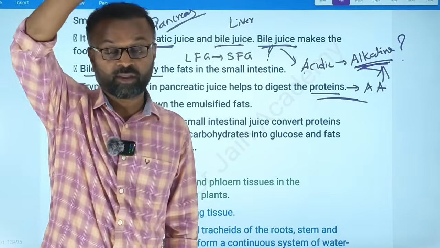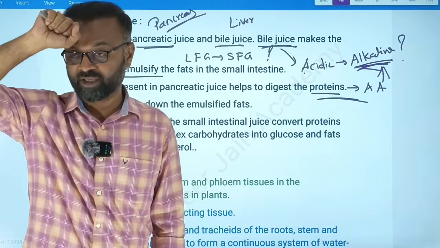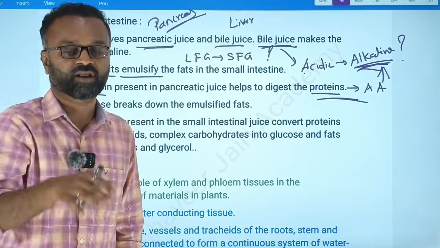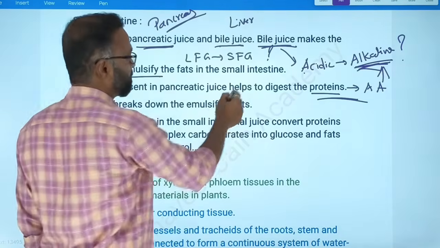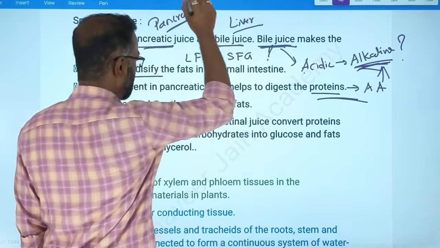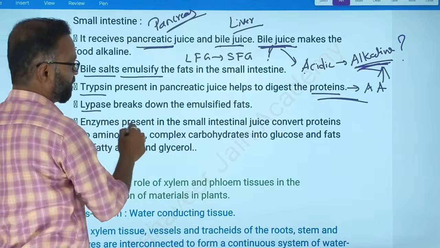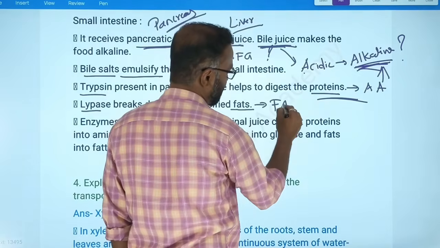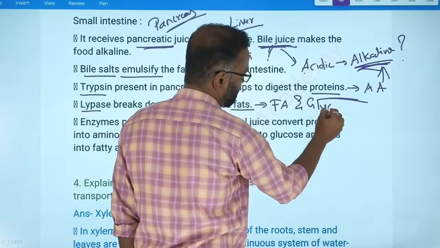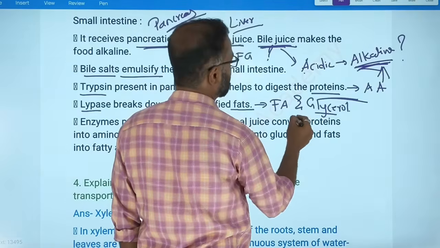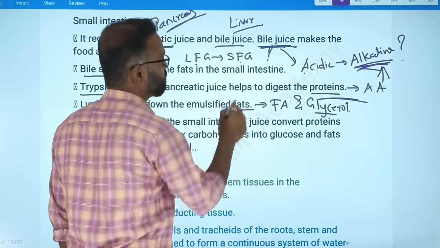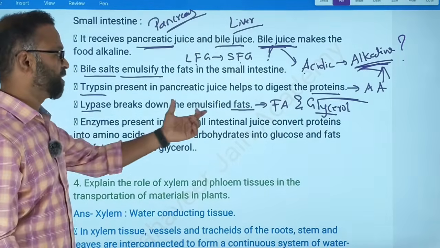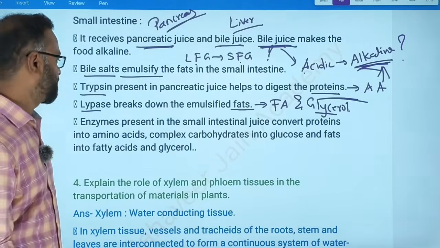Pepsin will break down the proteins into amino acids when the food is in acidic medium, but trypsin will break down the proteins into amino acids when the food is in alkaline medium. That alkaline medium is done with the help of the bile juice secreted by the liver. Lipase will break down the emulsified fats into fatty acid and glycerol. That's the reason bile salts have converted the large fat globules into small fat globules, so that it will be very easy for the lipase enzymes to break down the fats into fatty acid and glycerol.